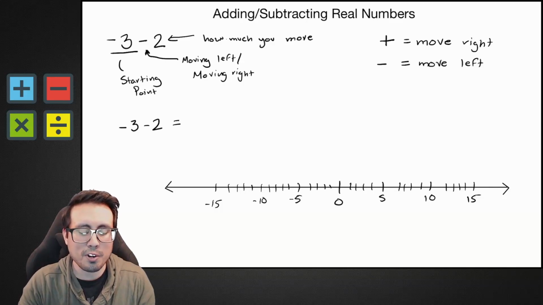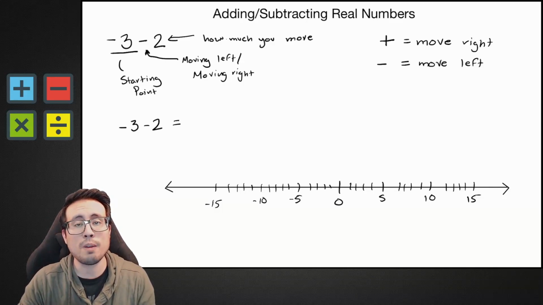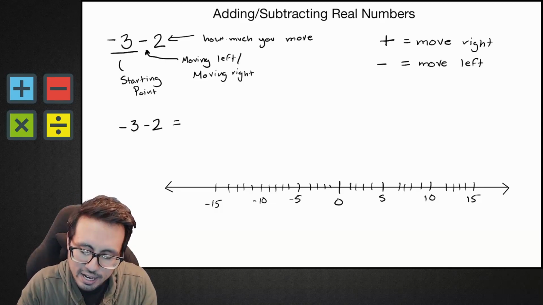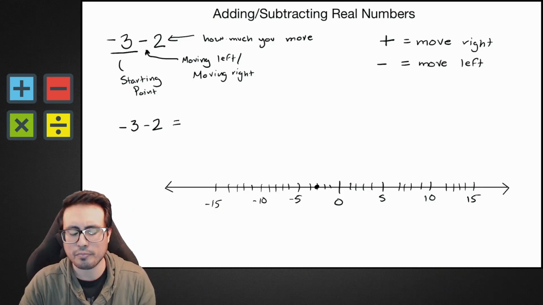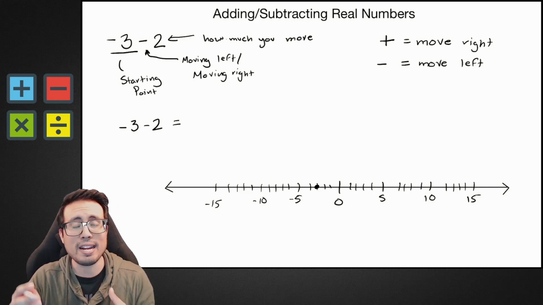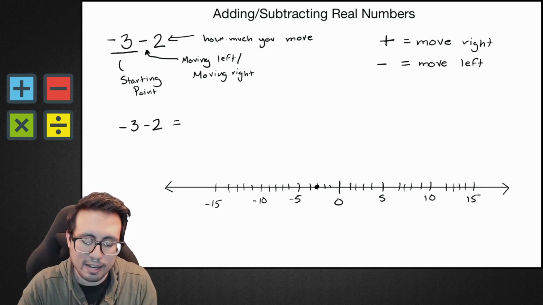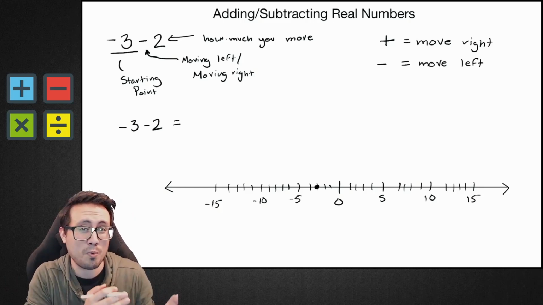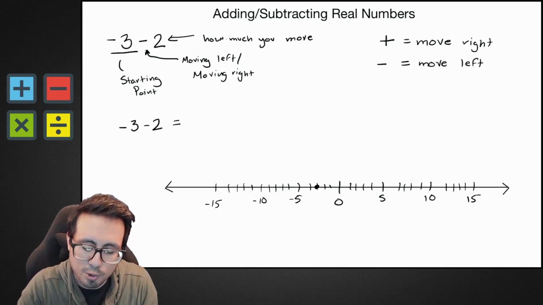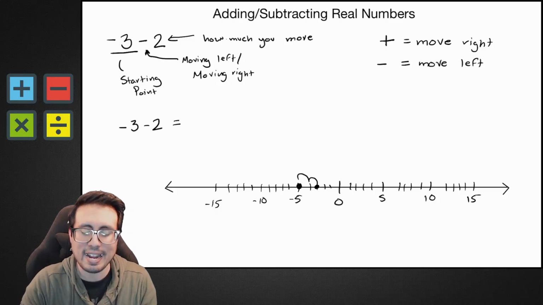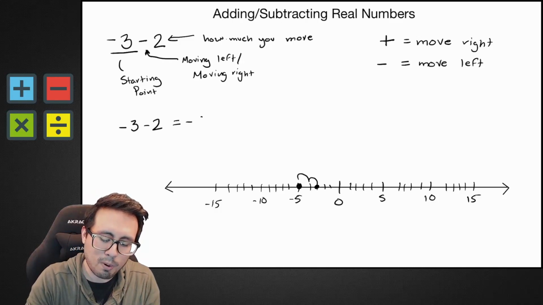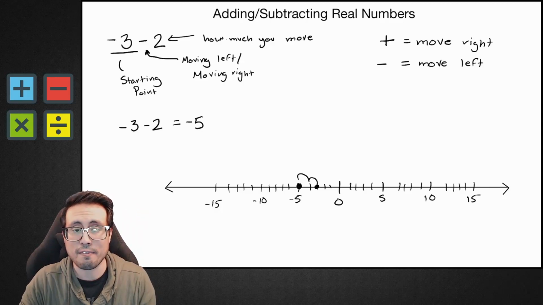And so again, your first number, negative 3, is going to be your starting point. It means we're going to start at negative 3. So I'm going to go to negative 3, so there's 0, negative 1, negative 2, negative 3. I'll just go ahead and mark it. And then it says minus. Minus means that I'm going to the left, right? So I'm going to go to the left, and the second number tells me how much I move to the left. So I'm going to move to the left 2 spots. So 1, 2, and I end up here at negative 5. So the answer to my problem is negative 5.